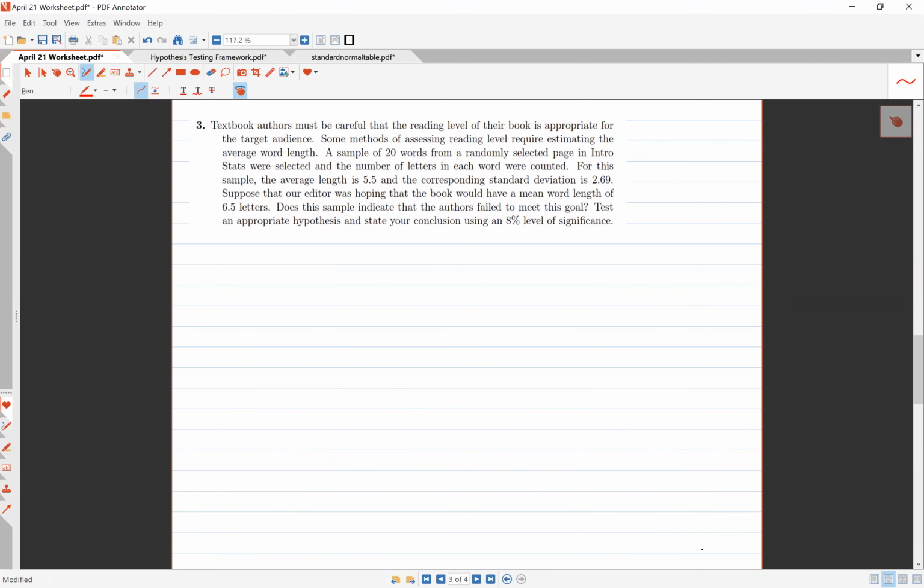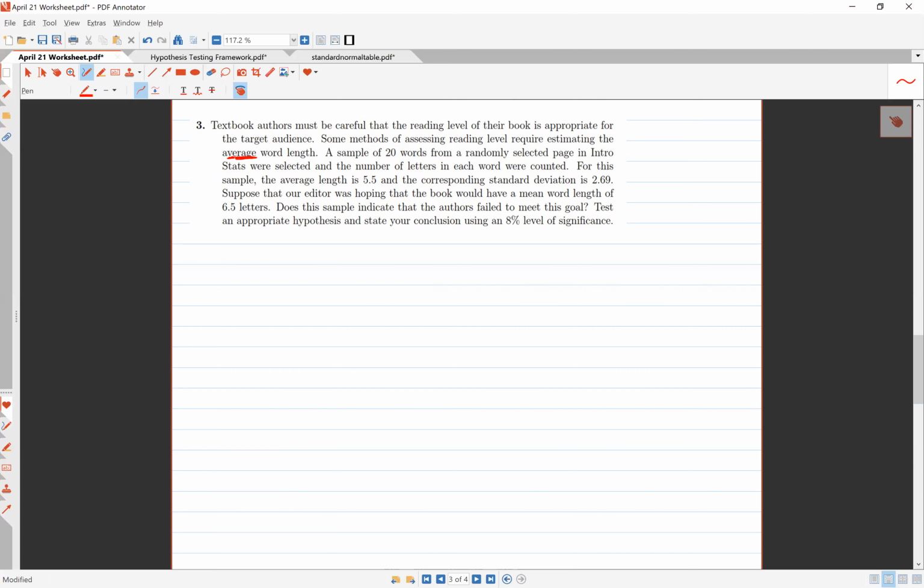Okay, then let's look at number 3. Textbook authors must be careful that the reading level of their book is appropriate for a target audience. One way to assess that is by looking at the average word length. So there's our keyword, average, or mean word length. That immediately tells you this is a test about a mean or an average.